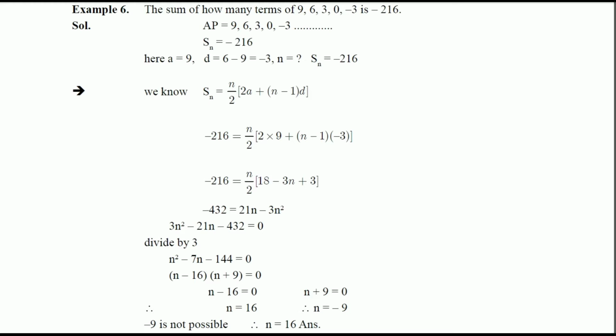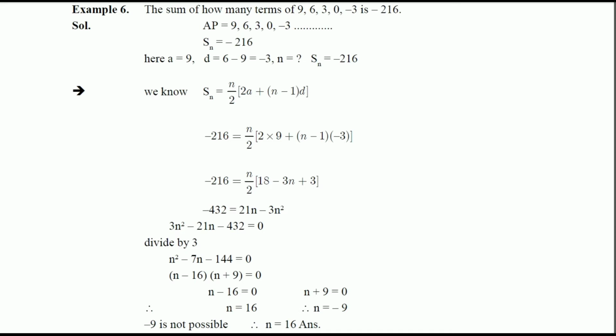Question: the sum of how many terms of 9, 6, 3, 0, -3 and so on is -216? Here the question is how many terms, means we have to find out the number of terms that will give us the total -216. Because the given sequence is decreasing, its common difference will be negative. Let us start the solution.